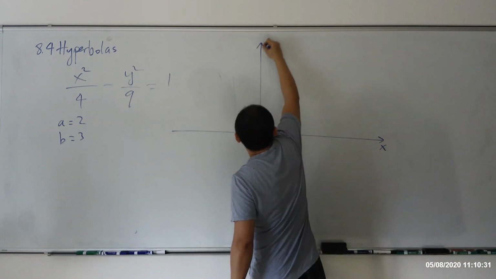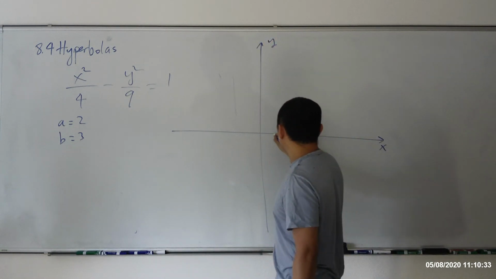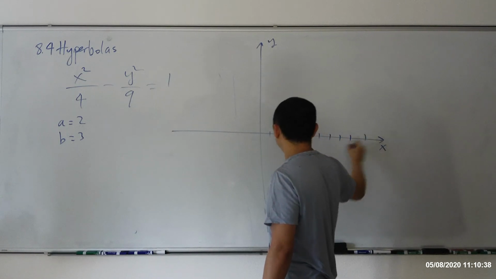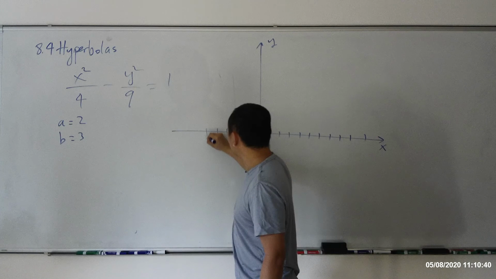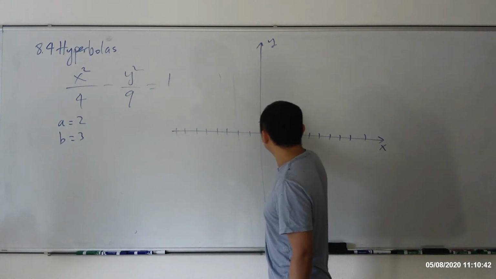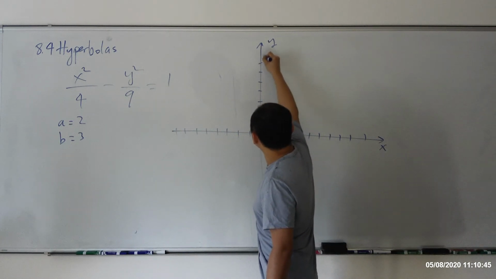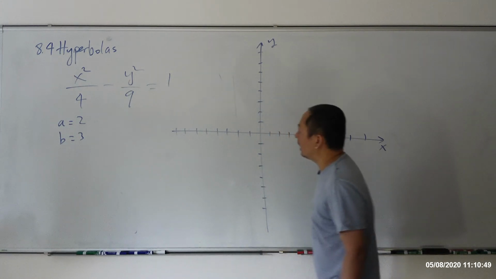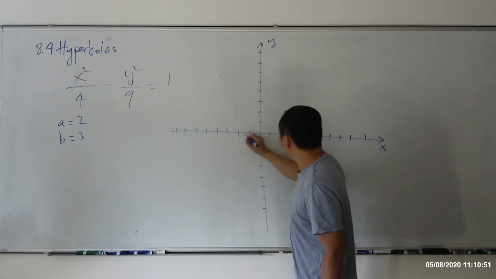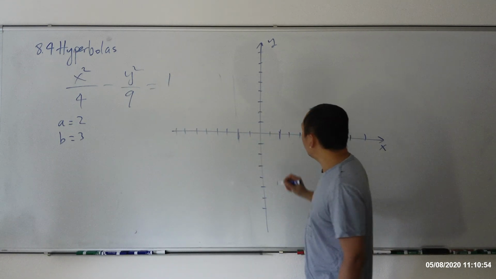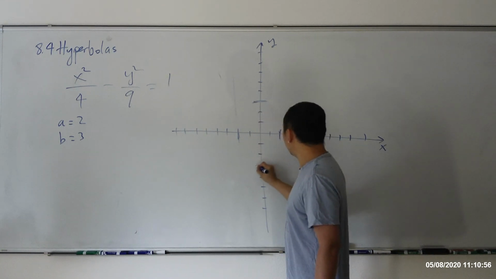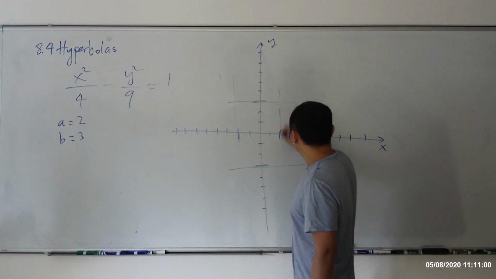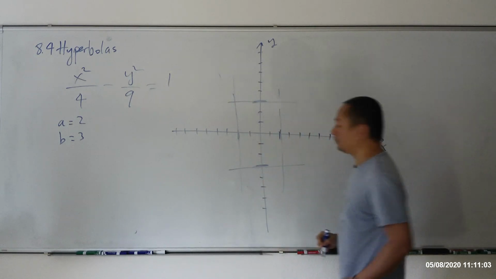X-axis right here, y-axis right here. Marking the units along each axis. All right, A is 2, so go right 2, go left 2. B is 3, so go up 3, go down 3. And you see that we are having a rectangle.